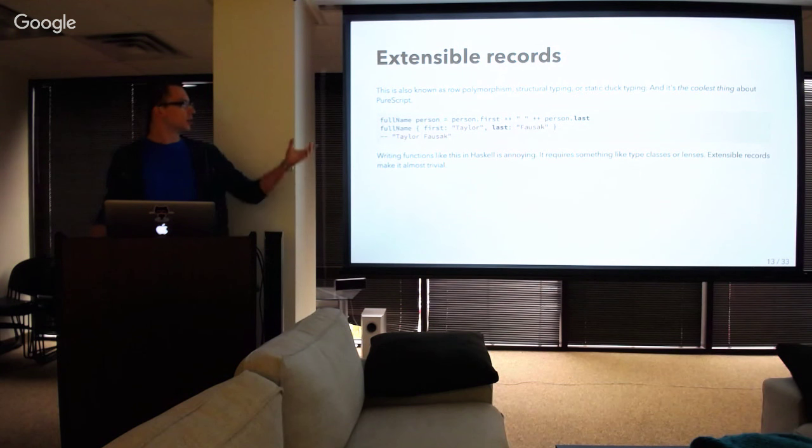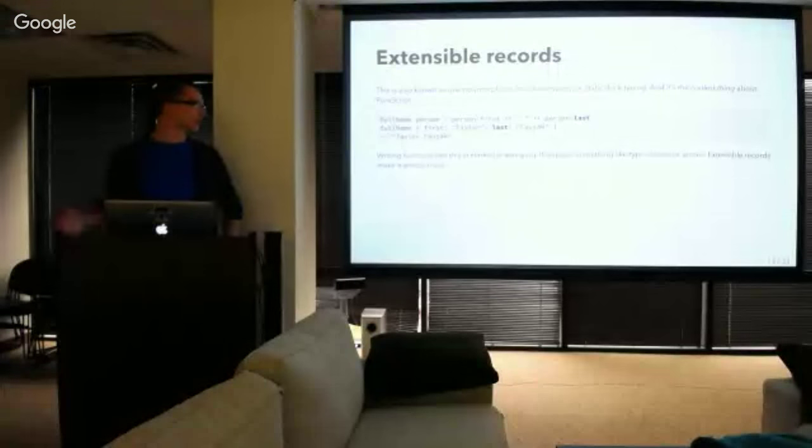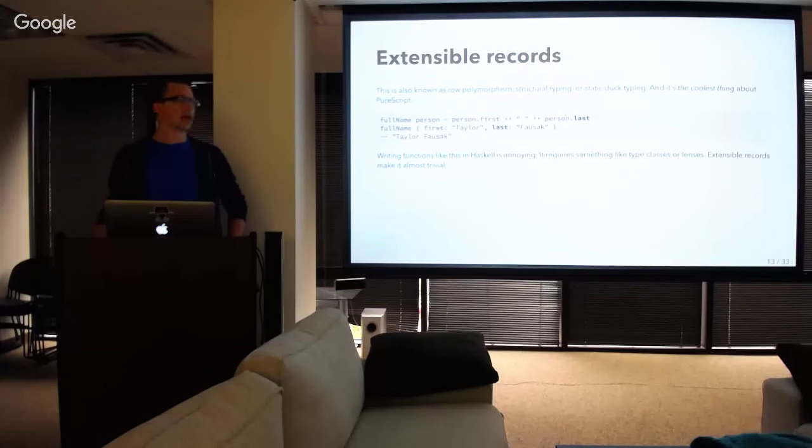And you can call it by building up an object that has the fields that you need and passing it in. To do this type of thing in Haskell is really, really annoying. You have to get lenses involved. You have to say a type class that says, all right, I'm passing in something that has a first property and something that has a last property. It's not fun, and you can't do it with just the standard library. You have to pull in extra libraries.